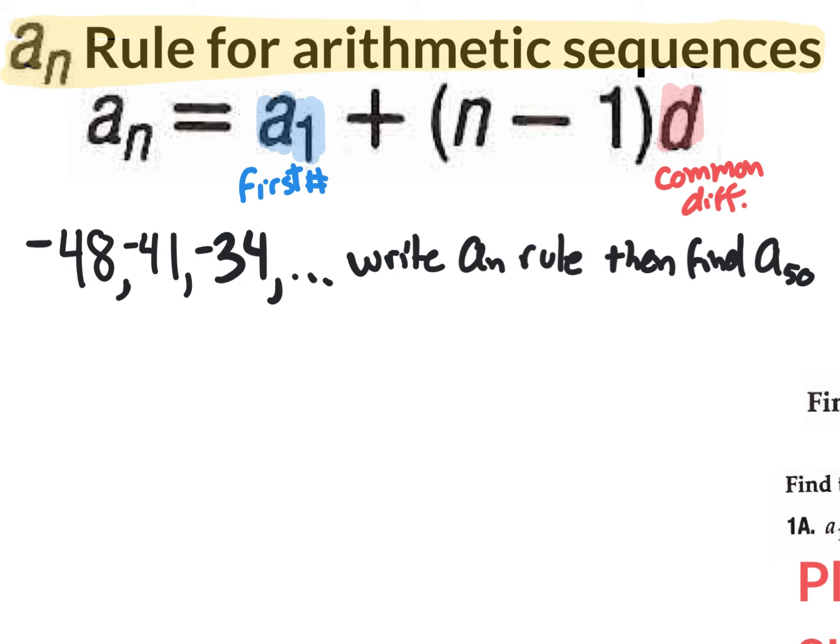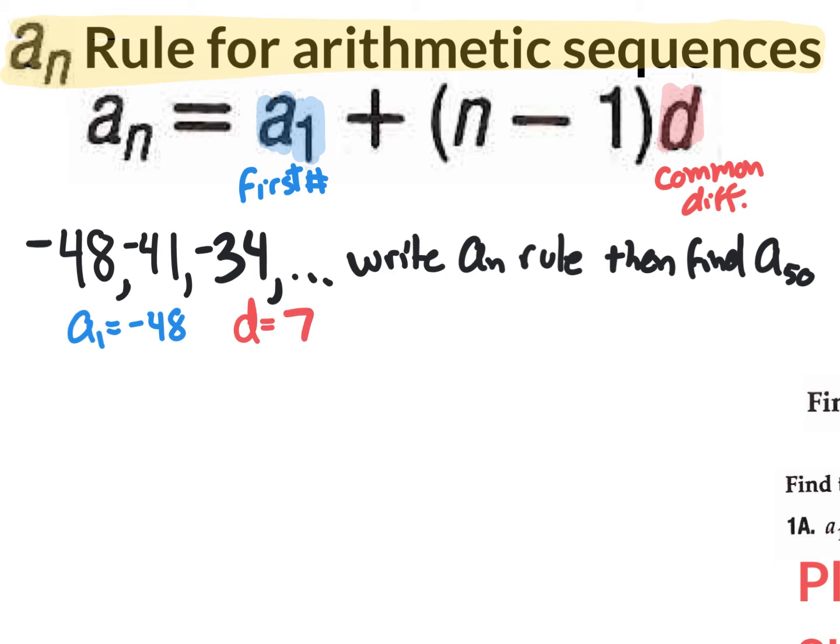Let me actually start working here. What is our a sub 1 term? A sub 1 is negative 48. Okay, that's cool. And how about the common difference? Do we have a common difference? Is it 7 or is it negative 7 or what is it? Positive 7. Thank you very much.